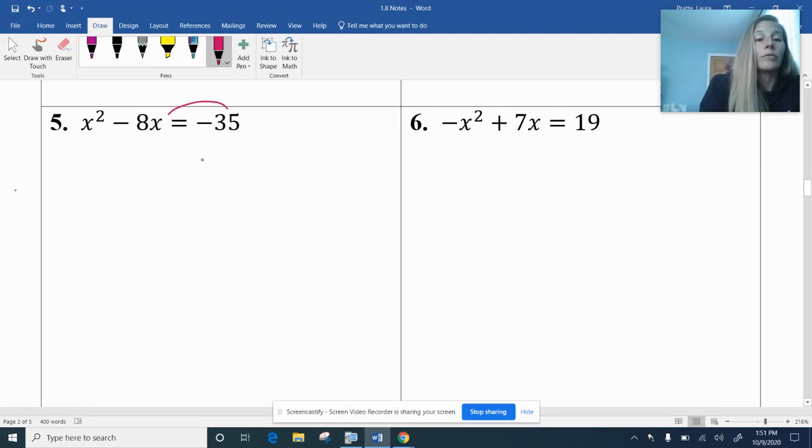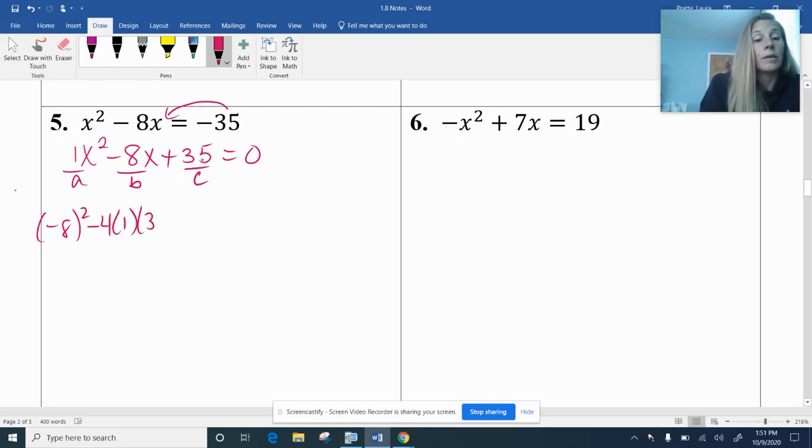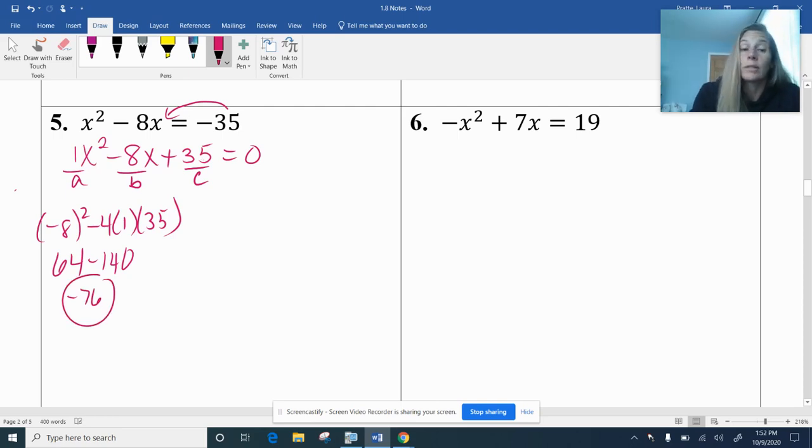So number 5, we have to move the 35 over first to make sure that it's in standard form. So this would be A, B, and C. To find my discriminant, I'm going to do 8 squared minus 4 times 1 times 35, which gives me 64. And then 4 times 1 times 35 is 140, and it's going to be a minus 140. So 64 minus 140 leaves us with a negative answer, which tells us we'll have 2 imaginary solutions.